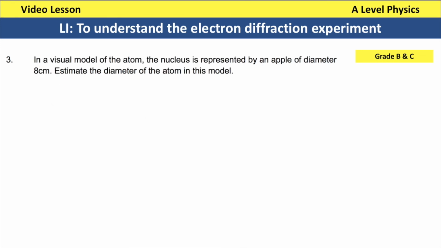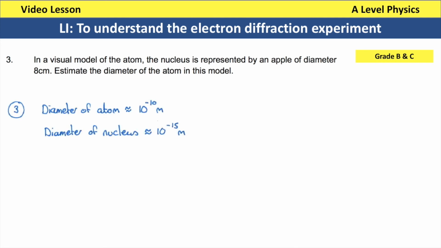Question 3. In a visual model of the atom, the nucleus is represented by an apple of diameter 8 centimetres. Estimate the diameter of the atom in that model. So, we know of course that in reality the diameter of an atom is of order of magnitude 10 to the minus 10 metres. We also know that the diameter of the nucleus is of the order 10 to the minus 15 metres. Now, by doing a bit of quick division, we can see that the atom is then 10 to the power of 5 times bigger than the nucleus.